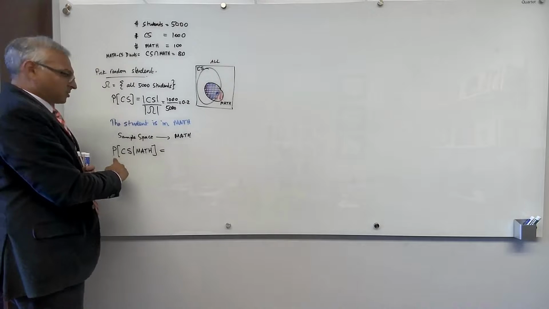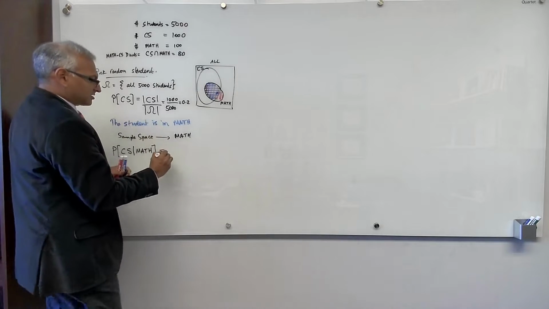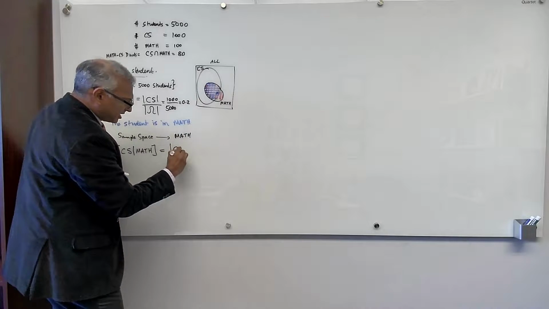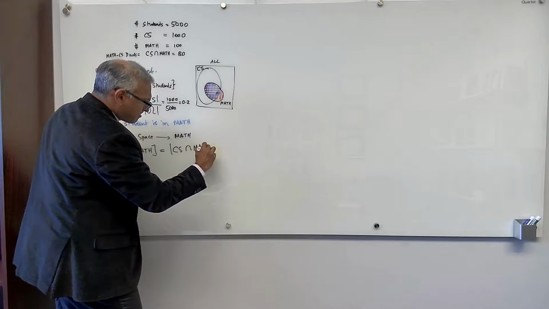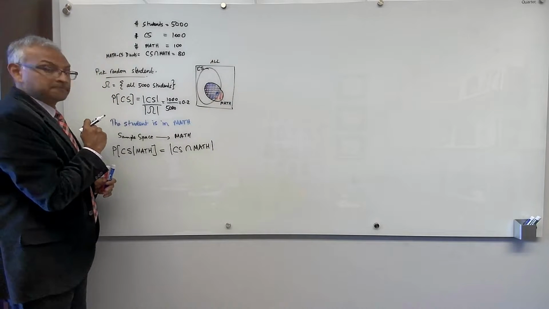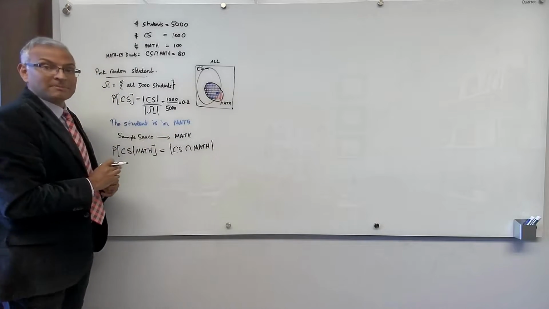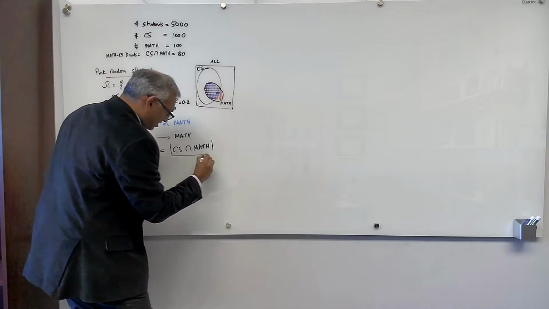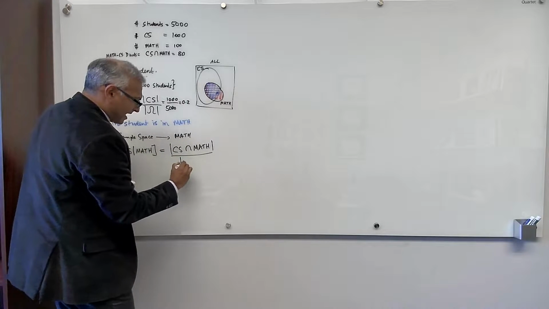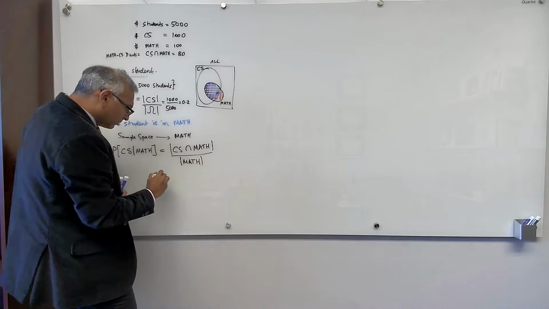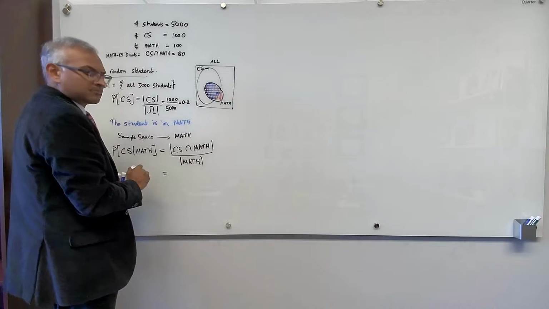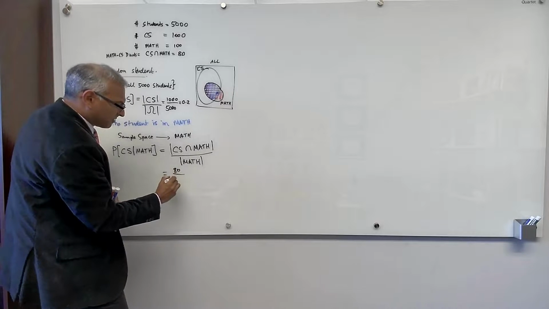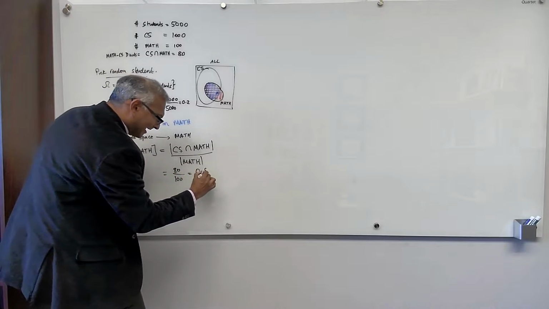So the probability of CS given math is the size of this event. But what is this event? That's CS intersection math. Because it's a uniform sample space, since it's still a random student who happens to be math, it's the size of the event in this new sample space divided by the size of the sample space, which became math. That is the size of CS intersection math, the number of CS math duals, which is 80, divided by the size of math, 100, which is equal to 0.8.